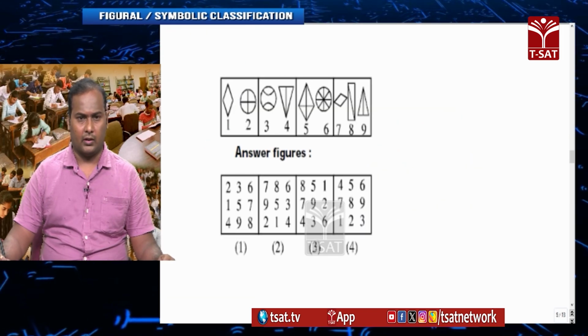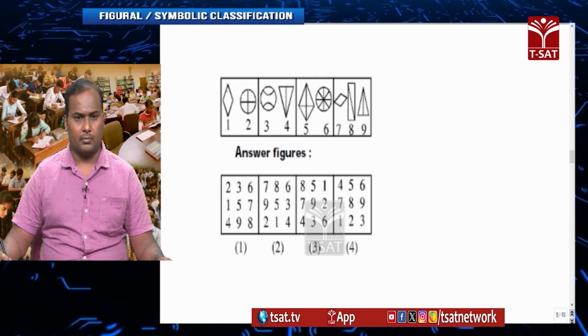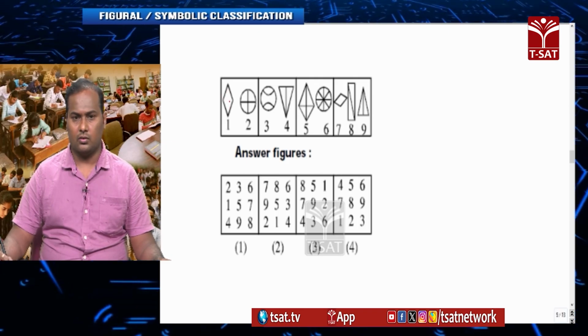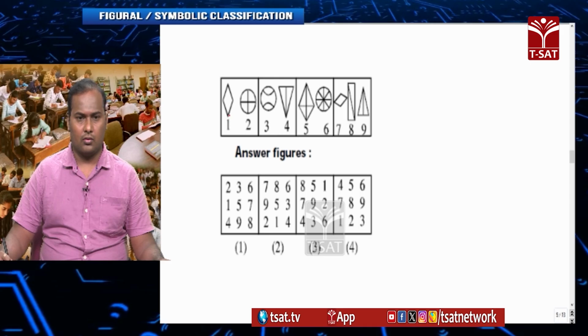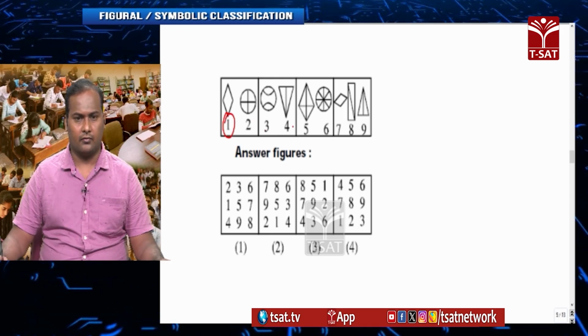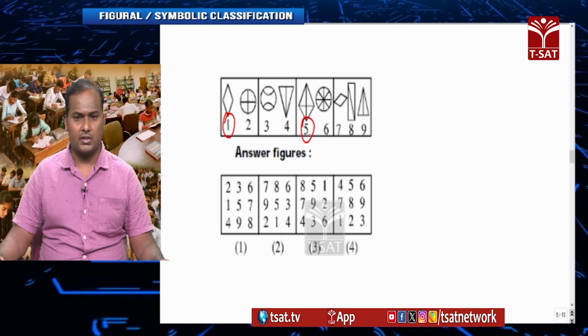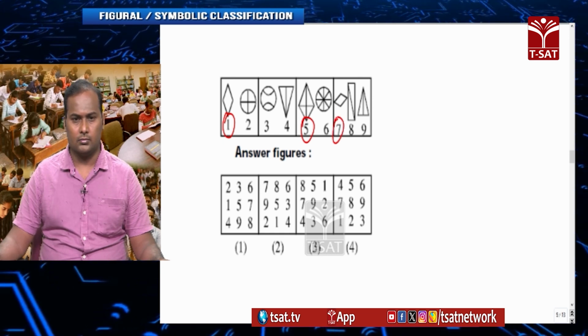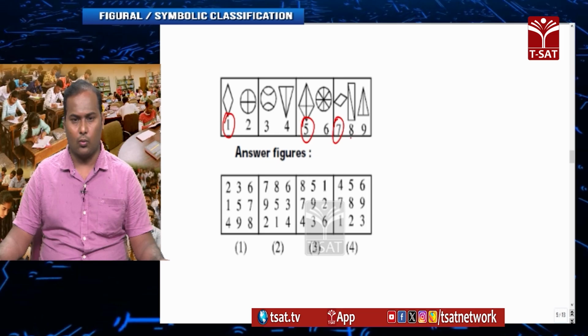See, in this particular question, the first symbol is a kind of quadrilateral. So we'll try to focus much on quadrilaterals now. Figure 1 is a quadrilateral. Figure 2 is a circle, 3 is a circle, 4 is a triangle, again the 5th one is a quadrilateral, and again the 7th one is also a quadrilateral, and again the 8th one is also a quadrilateral.